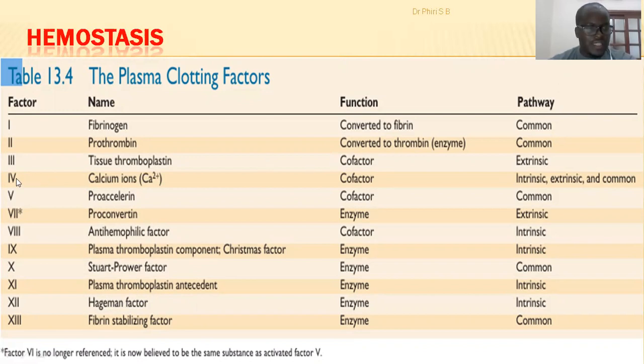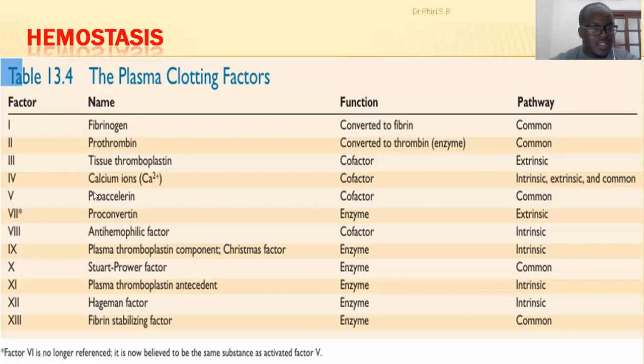Then you have factor four. Factor four is just calcium ions, and these calcium ions, mainly they are cofactors. So calcium is required for the intrinsic and the extrinsic and also the common pathway. Because you need calcium for the intrinsic, extrinsic and common pathway, if you remove calcium from the blood, you find that blood can't clot. Why? It's because you need calcium for the coagulation pathway to proceed.